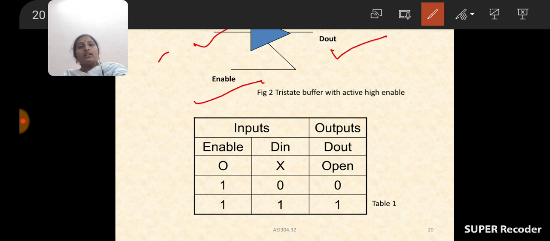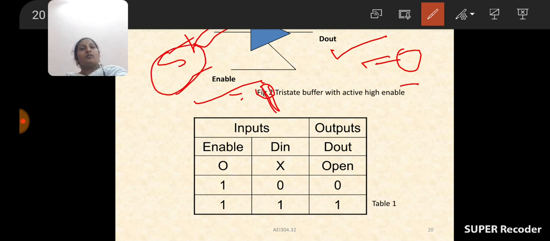Even though the input is present here, 5 volts, if enable is 0, output is not produced. If enable is high, then when we apply the input, output is present. Means if the enable signal is applied, only then is the input transferred to the output. If the enable signal is not there, the input is never transferred from one side to the other side.